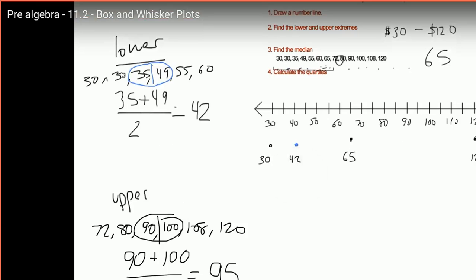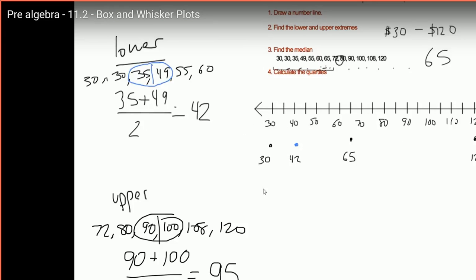Then now we have the lower quartile, which is these two values divided by 2, it will be 42, represented by low point. Then after that, we will add the two in the middle, which is 90 and 100, divided by 2, it will be 95. It will be represented right here. These two values represent lower quartile and upper quartile. We have whisker here, which is the horizontal line between lower quartile and lower extreme, and upper quartile and upper extreme, called whisker. And this one will be box.